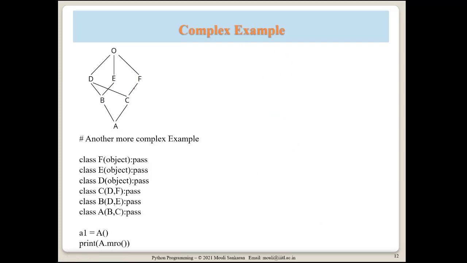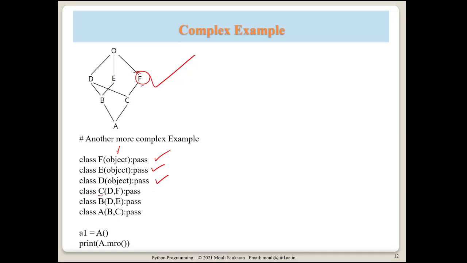Now, how am I going to create this inheritance or class hierarchy tree? Let me explain. I am creating the class F from object, with pass. Pass is going to be on the next line. Please don't think that it is on the same line; just for clarity I have written it that way, but it should be on the next line with a tab. E is inherited from object, just a class E, and class D is also inherited from object, nothing else.